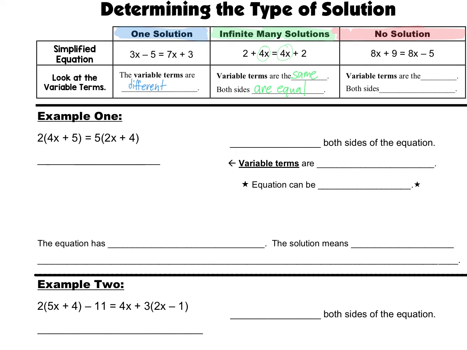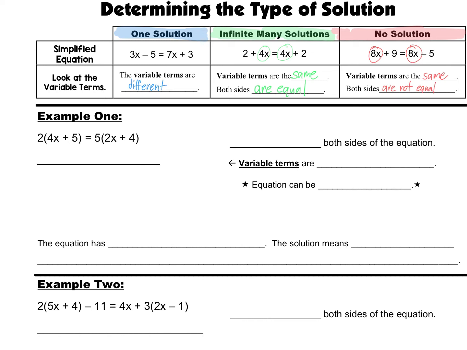Finally, let's look at the situation in which there is no solution. In this case, we have 8x plus 9 is equal to 8x minus 5. Notice how we have 8x on both sides of the equation. Therefore, the variable terms are the same. If you look at the constants, we have 9 on one side and negative 5 on the other. Therefore, both sides are not equal.